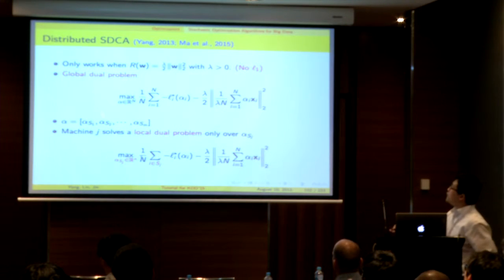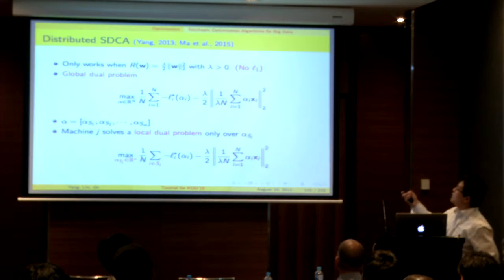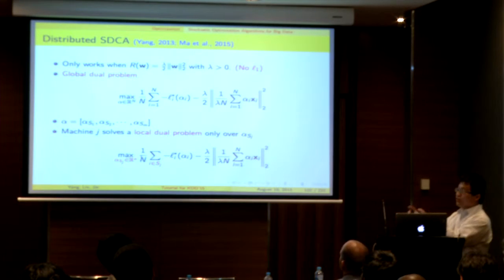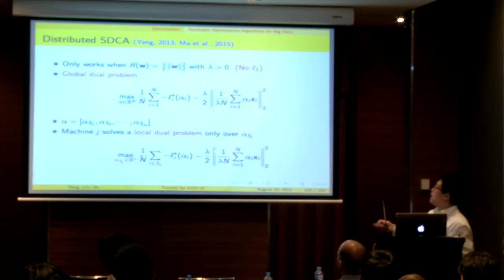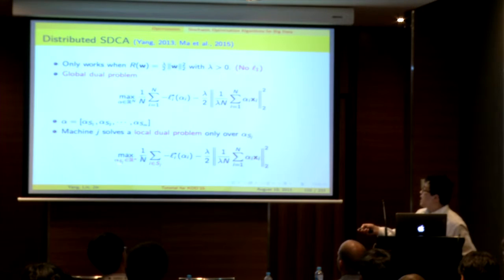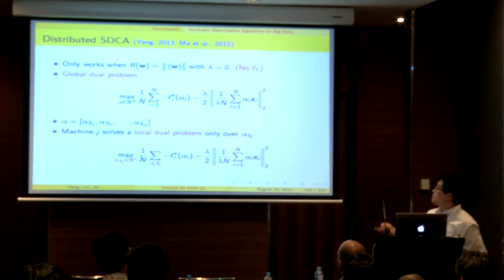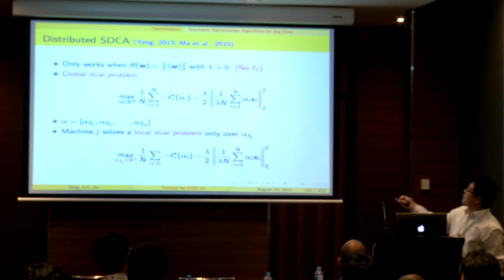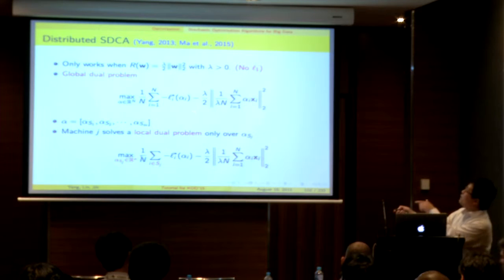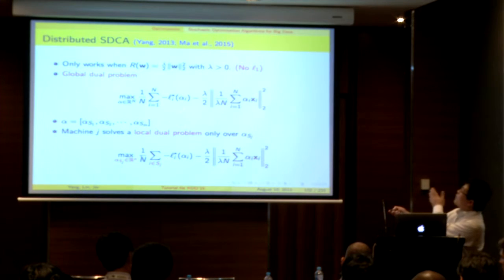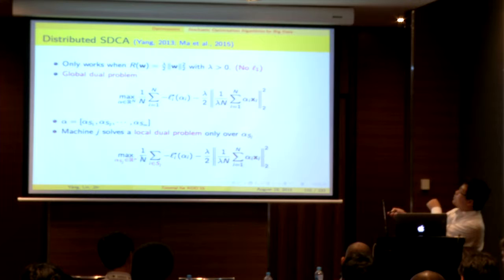So each machine is not solving one block of the primal problem. Instead, each machine is solving one block of the dual problem. So we call it the local dual problem. You can see this objective is only over alpha Sj. It's the problem you obtain if you fix all the other variables except the variables corresponding to the data in machine j.